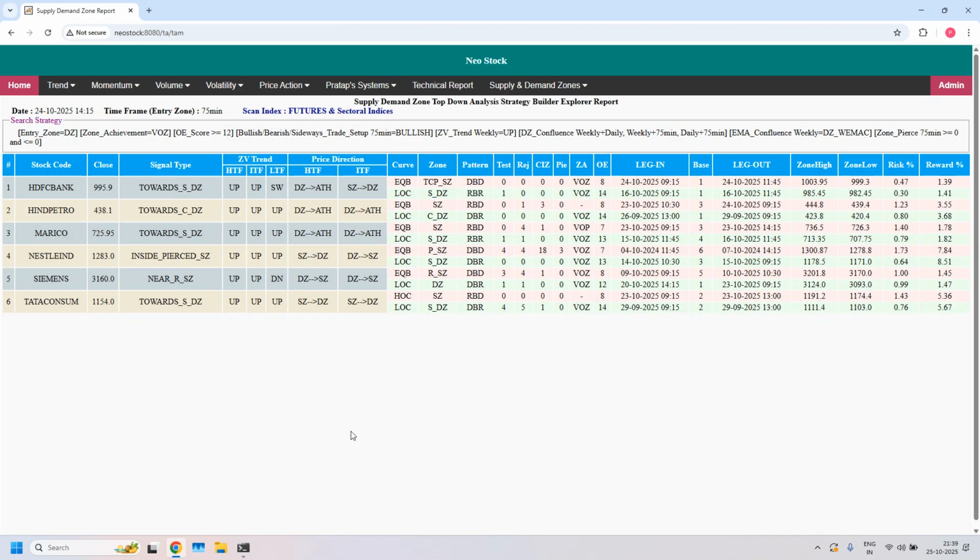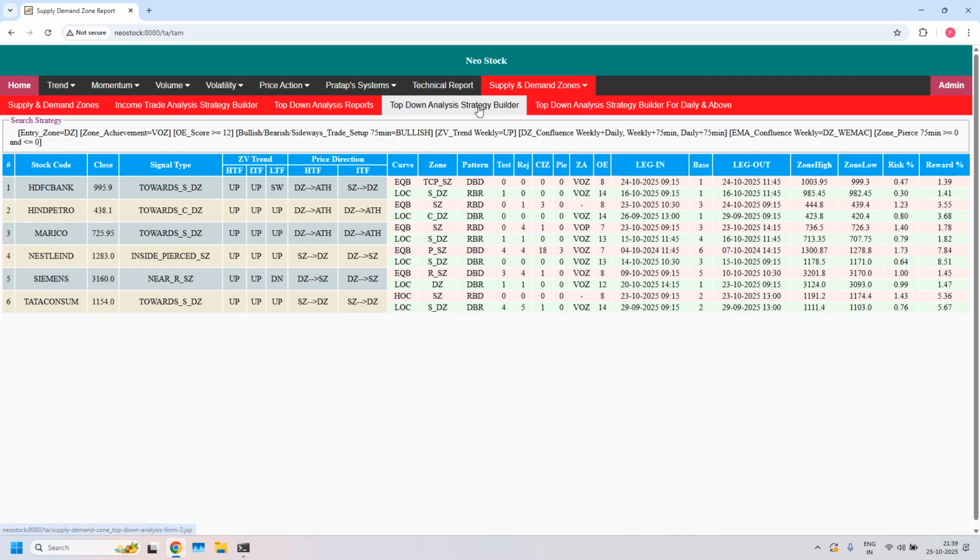6 stocks are filtered. So these 6 75 minutes demand zones have more high probability to get success, provided the lesson 20 checklist items are satisfied. That is important. So this is the bullish trade setup for weekly income trade.